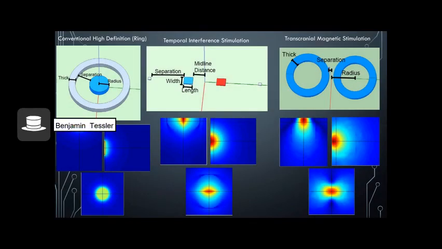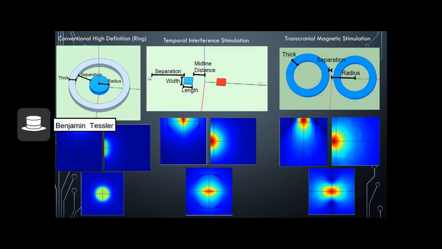Here we compare three planes from the three methods that we have been describing so far. We are using a ring for a return current electrode for the conventional approach in order to make the electric fields completely symmetrical. As can be seen, the conventional's electric fields do not go very deep compared to the temporal interference and magnetic.